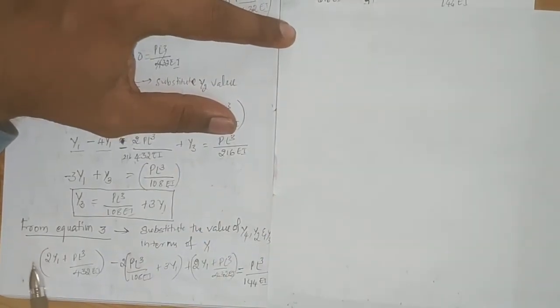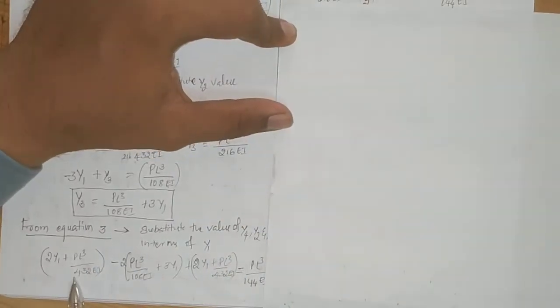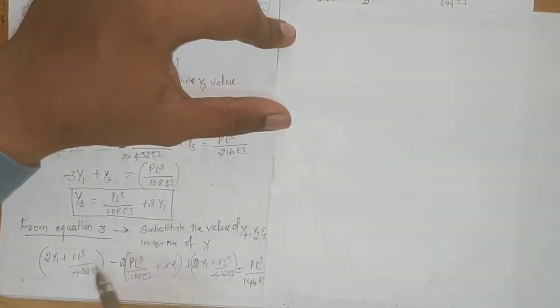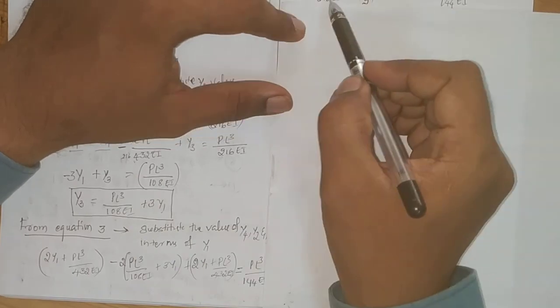So 2 times 2 into 2y1 is 4y1. Okay, 2 into PL cube by 432EI, it will become 2 by 432. 2 by 432, it will cancel out. So 216 times. So 216 is 432. So therefore it will become 216.